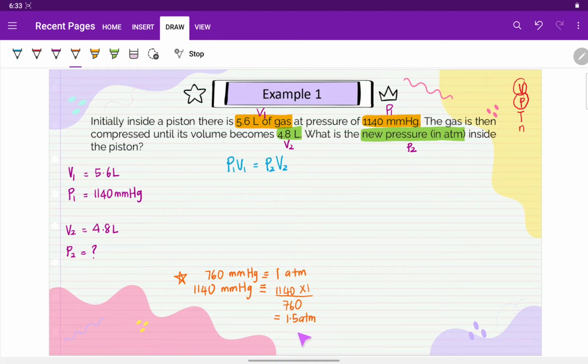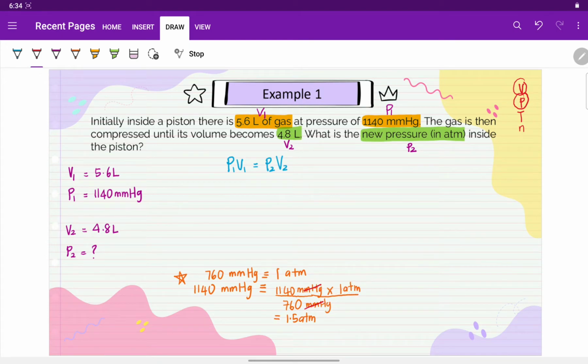Macam mana saya boleh dapat ATM dekat sini? So yang ni saya clearkan. So ni millimeter mercury. Saya tulis sekali dengan unit. Darab 1 ATM, over 760 mm mercury. Now kemudian awak cancel unit. So nanti akan tinggal unit ATM sajalah.